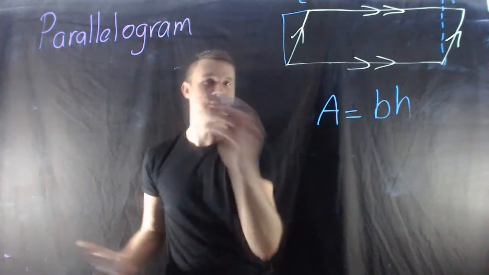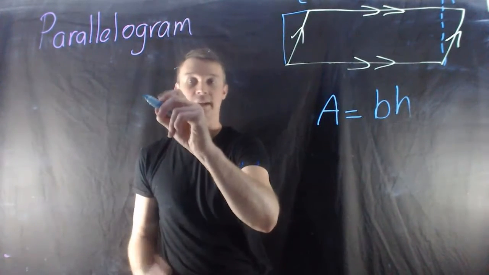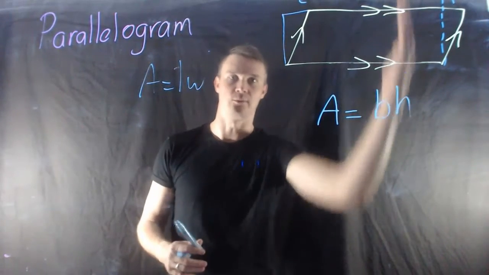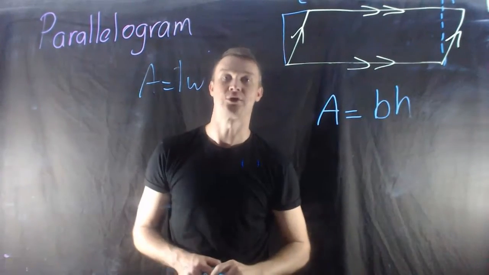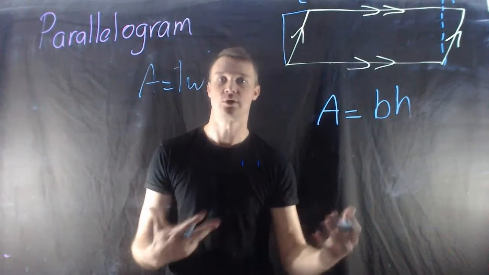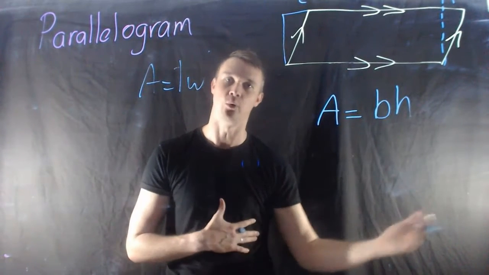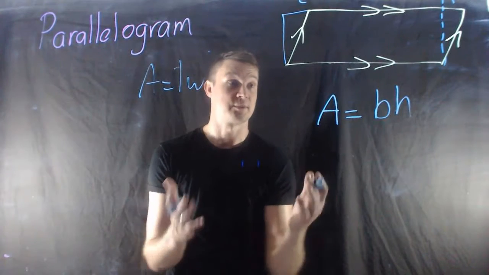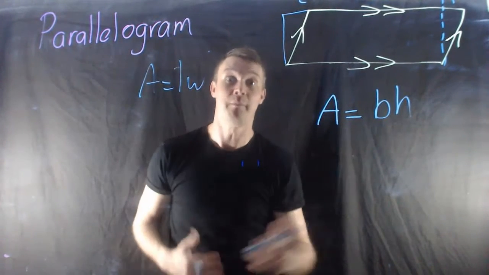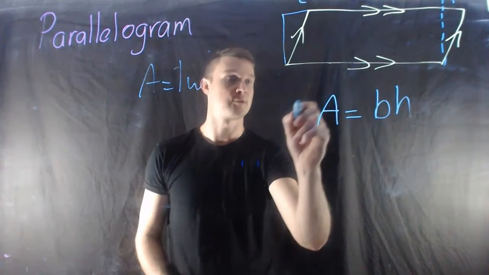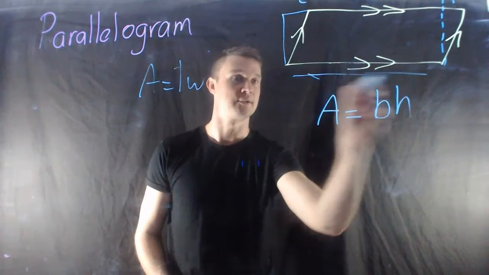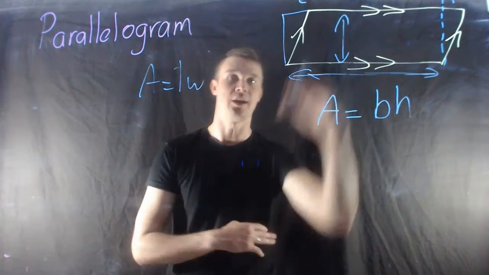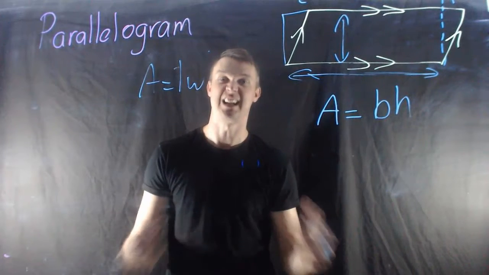By simply cutting that part off and moving it in here, we have a rectangle. So it's very similar to the formula for a rectangle, area equals length times width. It's the same thing, we just use different terminology as we move into more quadrilateral shapes. The base is the long distance at the bottom, and the height is the distance in between from the top to the bottom.